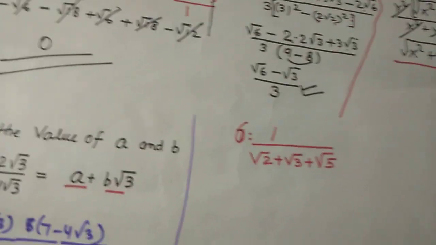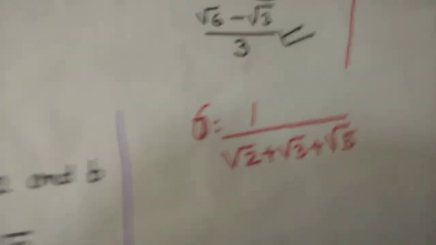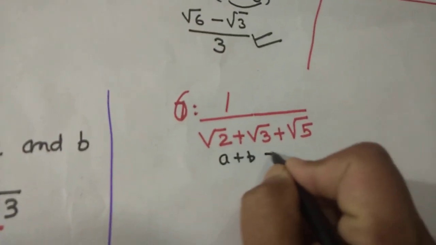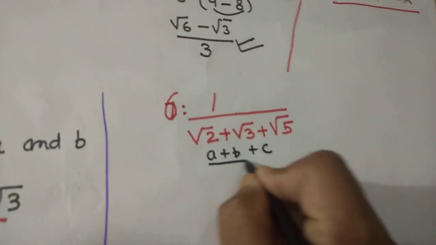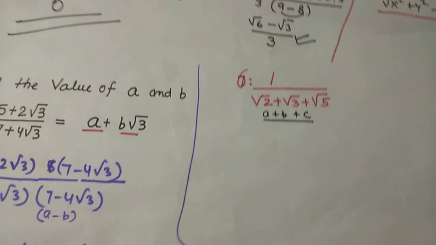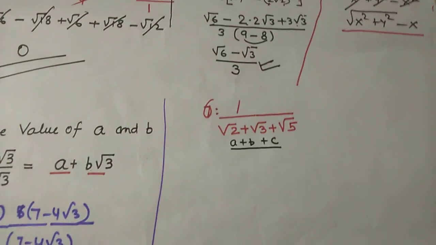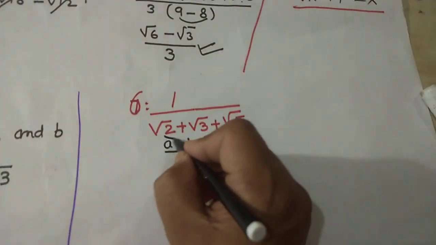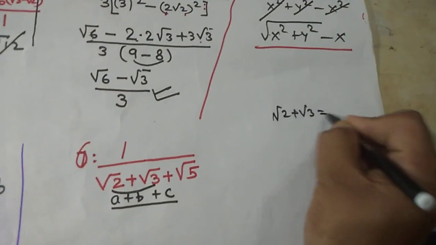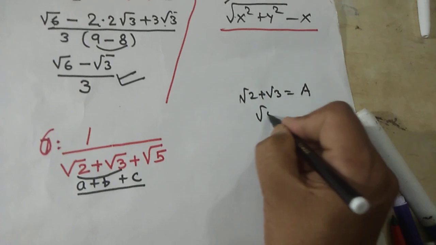Why this question? You may ask why this question. Yes, this is the form of a plus b plus c, where the 3 numbers are given in the denominator. Take the two smaller ones as A. So root 2 plus root 3 is equal to A and root 5 is equal to B.